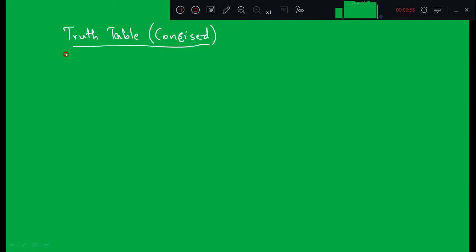So I'll write it again, with all the input variables: enable, S1, S0. I am rewriting the concise truth table we discussed in the last slide, and the output is F. If enable is equal to 1, whatever may be the values of select lines, F will remain 0.